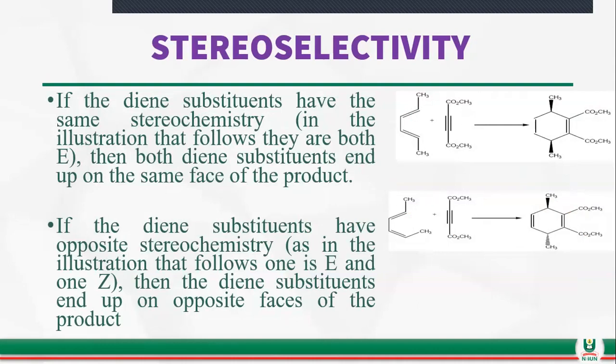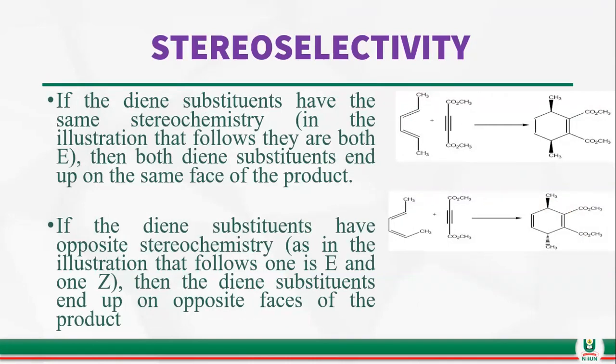Stereoselectivity continues. Let's look at the diene being the one that is having that stereoselectivity. It can also have its own effect. If the diene substituents have the same stereochemistry, in the illustration that follows, they are both the E isomer. If the diene substituents have opposite stereochemistry, it's called the Z isomer.